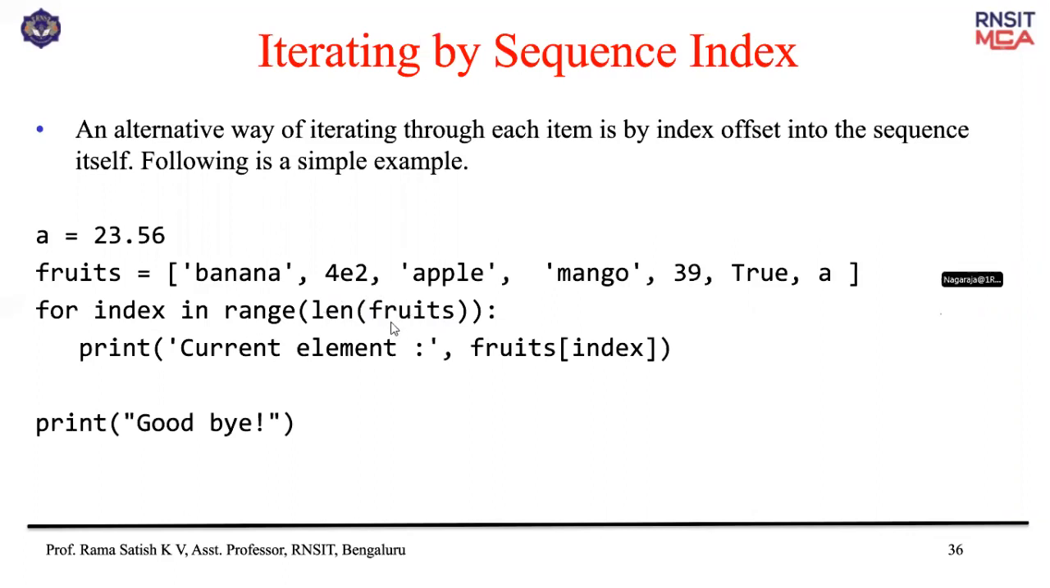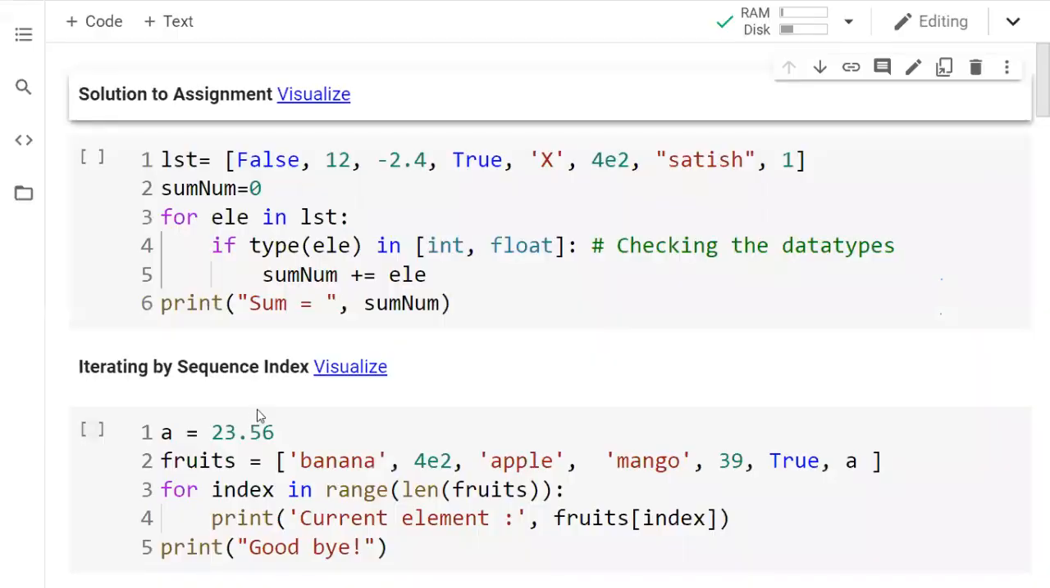So what it will do, 7 will come here, and that means it will start from 0 and go up to 6. Every time it is printing the current element, that is fruit of index 0, index 1, index 2, index 3, index 4, index 5, index 6. It prints all the elements, and finally it comes out with goodbye. So the same code is written here.